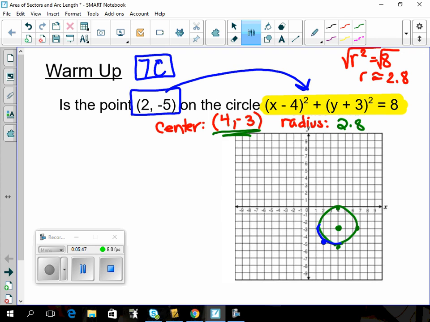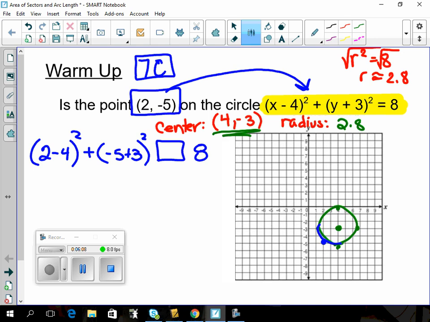Not 2 minus 3, 2 minus 4, because this goes in with the x, correct? Okay, so I have 2 minus 4 quantity squared plus, good. And I'm going to square it, and I'm trying to see if it equals 8. Look, what do I do at this point? Yeah, I substituted it. Now what?